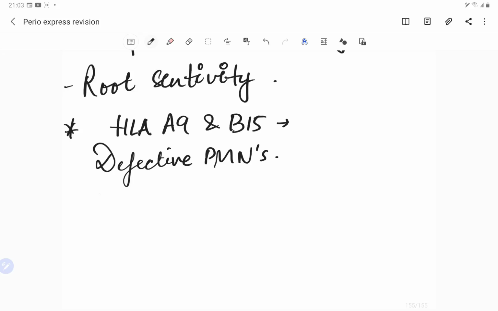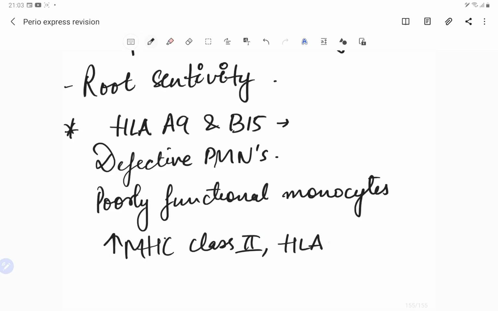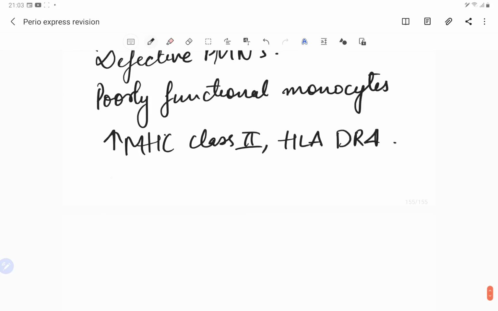So poorly functional monocytes. And we see that there is an increased expression of MHC class 2 and HLA-DR4, and there is an altered T cell response.